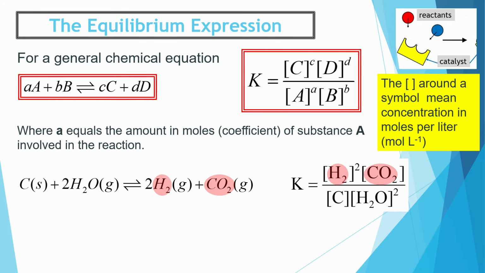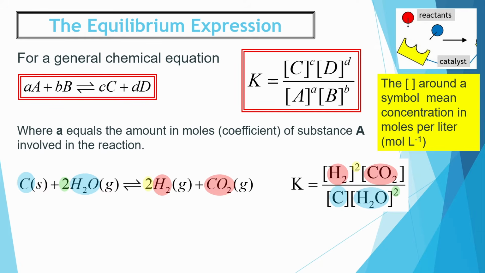The H2 will go to the top and the CO2 will go to the top. They will be encased in square brackets, each one. And the H2, because it has a coefficient of 2 in front of it, I'm going to write as an exponent above H2. That's the top part of the fraction for my equilibrium constant done. Then I do the bottom part. Here are the two species I'm going to put on the bottom: the carbon and the water. I'm going to put them in square brackets, and because the water has a coefficient of 2, I'm going to write that as an exponent. Now, you might get to a situation where you don't have 4 terms, you just have 3 terms. That's fine.